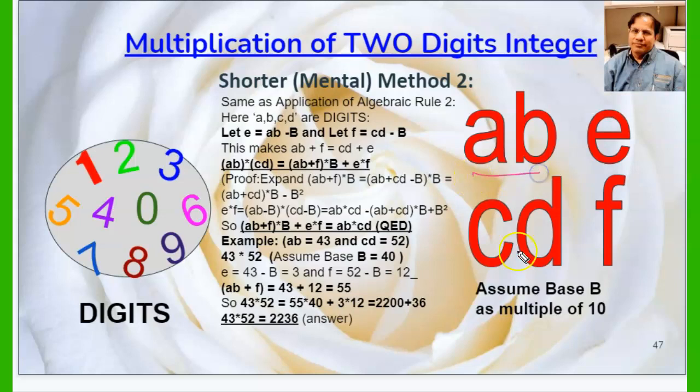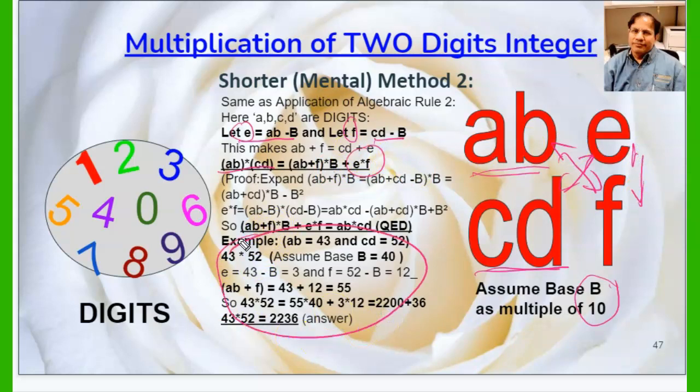If we are given the two numbers AB and CD, then we can assume a base B. Then the first number AB is above the base B, and let's represent that by the symbol E. E is AB minus B. And the second number above the base, let's represent by F. Then we can say that AB times CD is nothing but AB plus F, or CD plus E, whichever you take, times the base, plus E times F. And of course, I have shown this with an example on the previous slide.